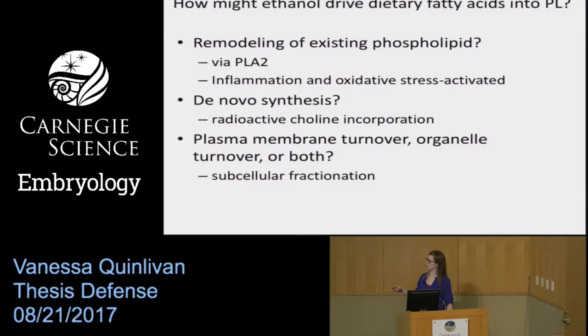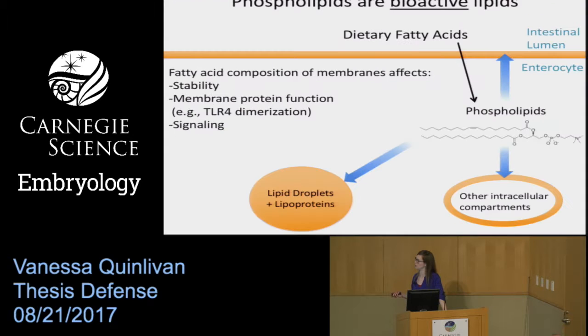I also want to consider, are these phospholipids being made de novo, or are they being made from scratch? And because I'm seeing changes in phosphatidylcholine, a way I could do this is to give larval zebrafish radioactive choline and see if they incorporate more of it if they've been treated with ethanol beforehand. So that's an experiment I intend to do soon. Another question I want to ask is, where are these phospholipids? Are they overturning at the cell membrane, at organelles, or both? And I want to do subcellular fractionation on larval zebrafish samples to answer this question.